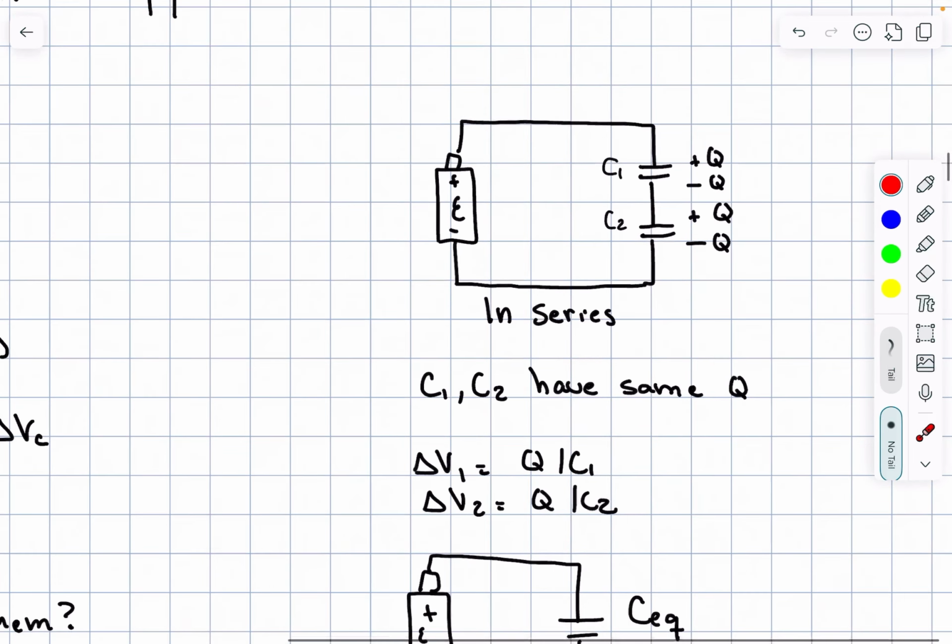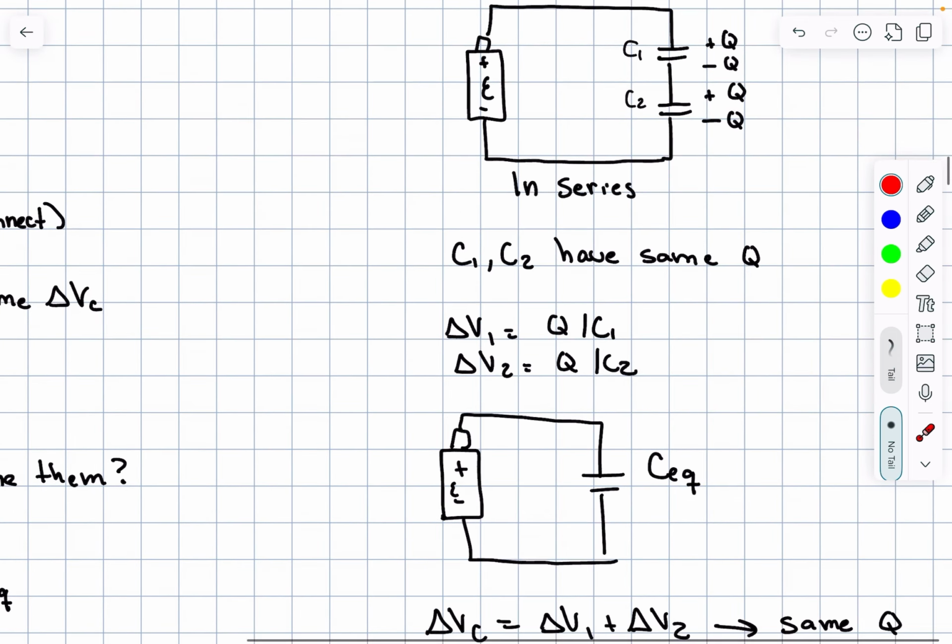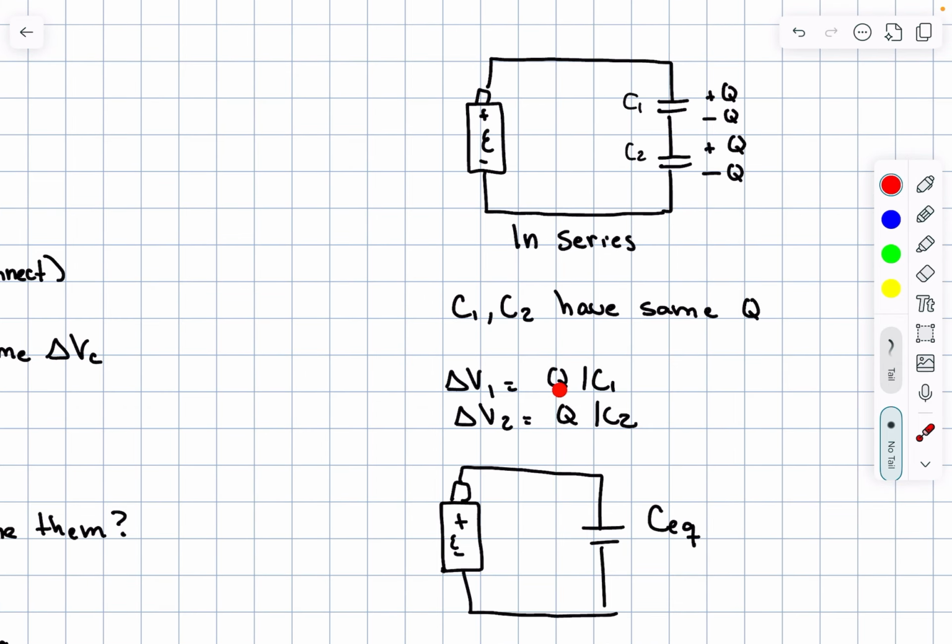On the other hand, capacitor 1 and capacitor 2 are going to have the same charge. That's because we're going to have a certain amount of charge, positive Q, that ends up here, and an equal and opposite amount ends up here, because that's a definition for a capacitor. And that's going to induce an equal and opposite amount here, which then induces an equal and opposite amount here. So they all have the same amount of charge, Q, on their plates. So here we have our expressions where delta V1 is equal to Q, because it's the same for both of them, divided by C1. Delta V2 is equal to Q divided by C2.